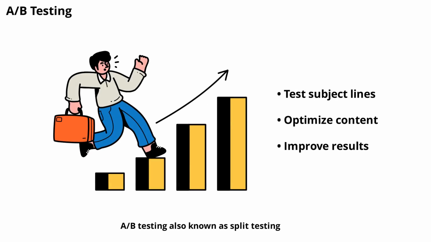A/B testing, also known as split testing, is a feature in Mailchimp that allows businesses to compare different versions of an email to see which performs better. You can test subject lines, content, images, or send times. By analyzing the results, you can optimize your campaigns for better open and click rates. This scientific approach to marketing helps businesses continually improve their messaging and achieve better results over time.